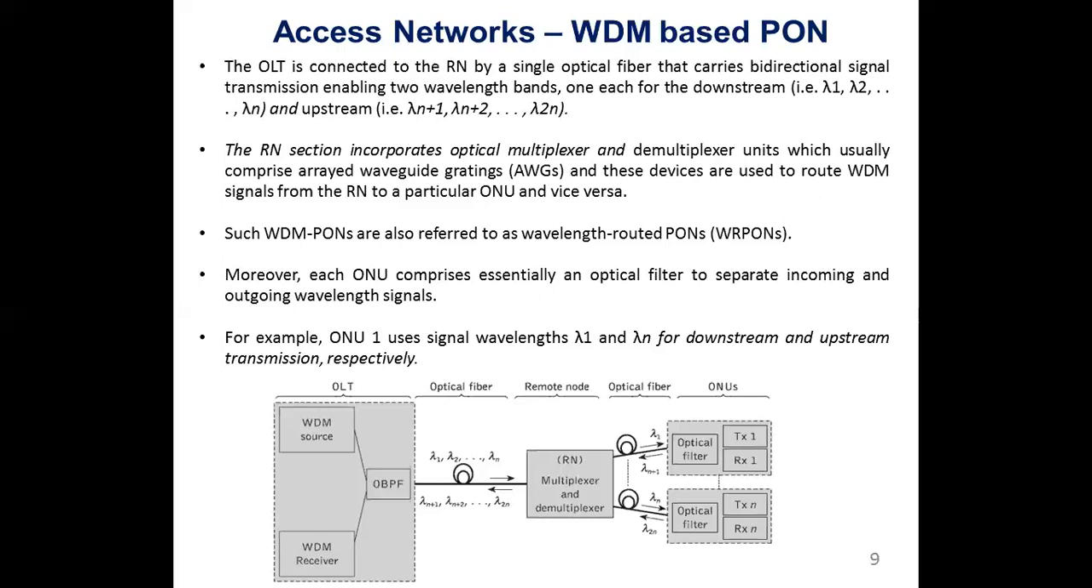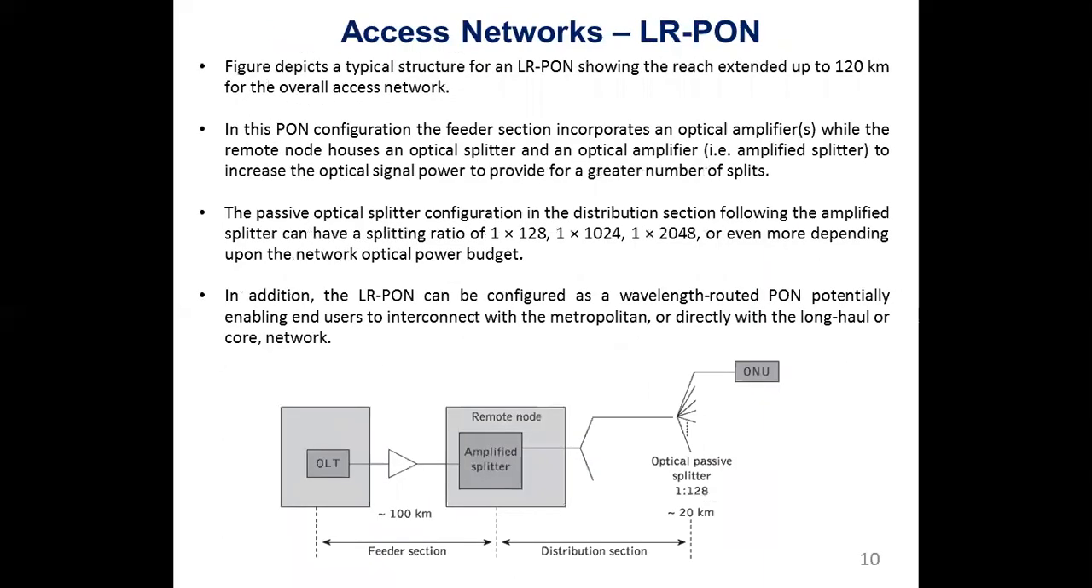An example of this is if ONU 1 uses signal wavelengths lambda 1 and lambda n for downstream and upstream transmission respectively, and so this will not lead to any interference of the signals. The next is the long-reach passive optical networks, and they can have a reach of up to 120 kilometers for overall access.